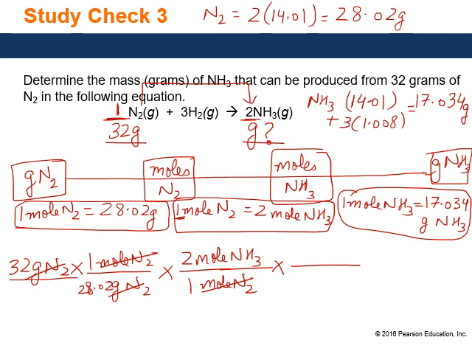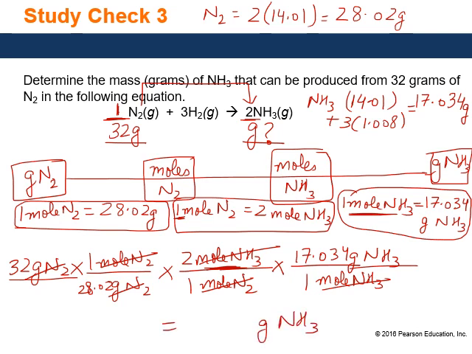Moles of ammonia is my starting unit right here, which means moles of ammonia should go in the bottom. How many? Based on this, it's 1. And the next is 17.034 grams of ammonia on top. Mole gone. Your final unit is grams of ammonia, NH3. Plug this into your calculator and you should get 38.907 grams.